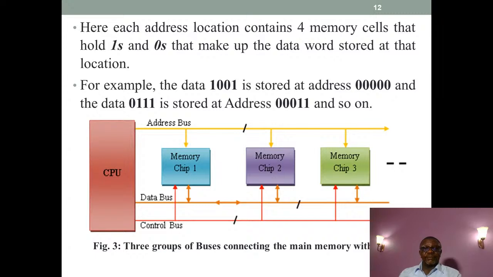And of course, the one in red is the control bus. The CPU only sends control signals to the memory chips, so it is unidirectional. Now, if you look at those lines, you see a black slash. That slash shows that this is not a single line, but multiple lines. It is a convention to show that it is not a single line but multiple lines, and you can put a number to show the number of lines.